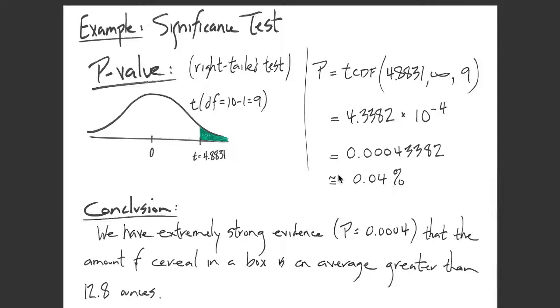That's 0.000433382. As a percentage, that's 0.04%. So this is a tiny p-value, far smaller than 1%. This says we have extremely strong evidence, p being 0.0004, that the amount of cereal in a box is on average greater than 12.8 ounces.